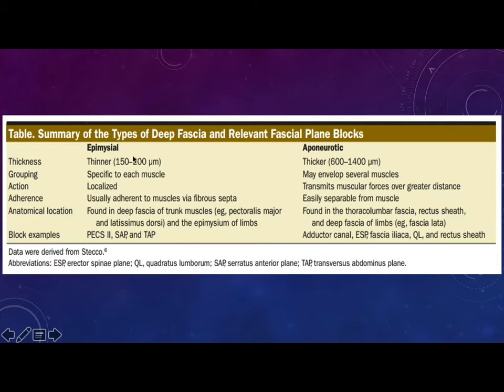For the epimysial, it is usually adherent to muscles via fibrous septa, and it is difficult to separate it from the muscles. It can be found in the deep fascia of trunk muscles, such as pectoralis major and latissimus dorsi, and the epimysium of limbs. Block examples that can be performed at the epimysium are PECS 2 block, serratus anterior plane block and TAP block.